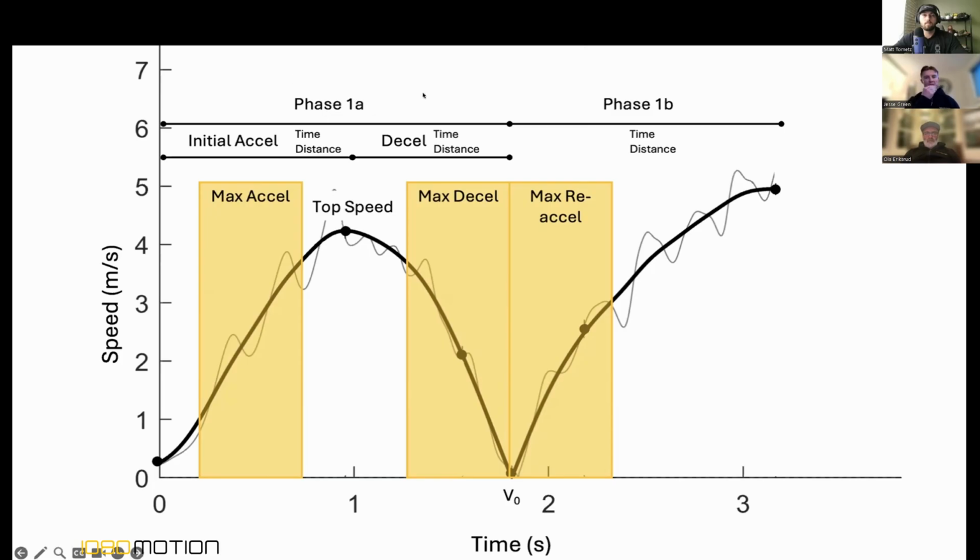So phase 1A, time and distance, initial acceleration from start to top speed. You can look at time and distance, and you look at max axle. Again, max axle is the time interval, half a second, that has the greatest average acceleration. From top speed to 0, or turning, that's your deceleration. Here you can look at time and distance, but within this interval, the software finds the half a second with the greatest average deceleration.